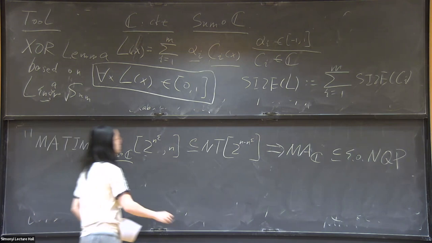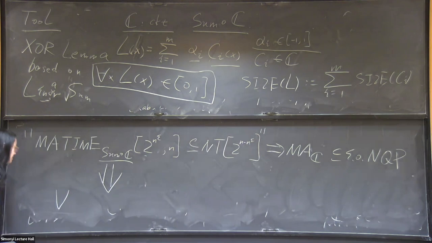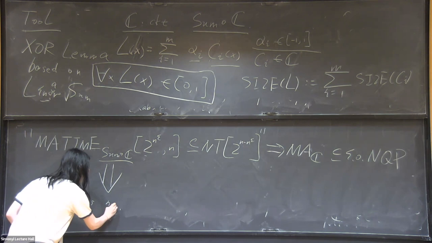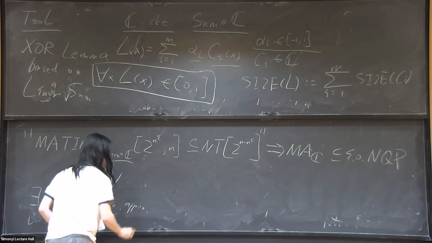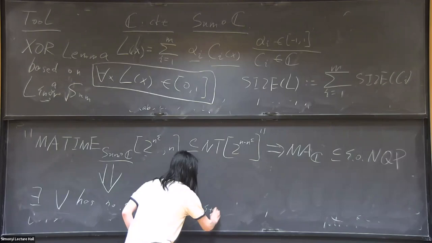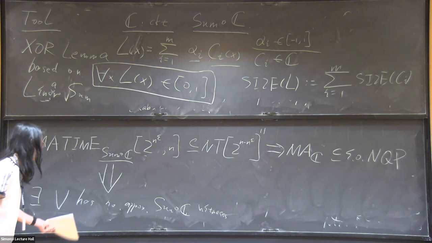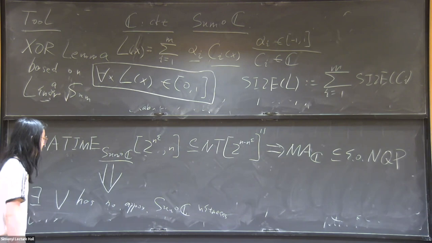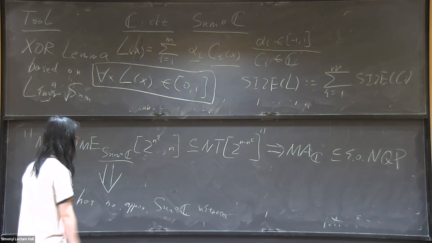This shows that a verifier has no approximate sum of C witness. This will give the mild hardness, because everything we accept is going to be 0.01 away from sum of C circuits, and it's going to accept something.